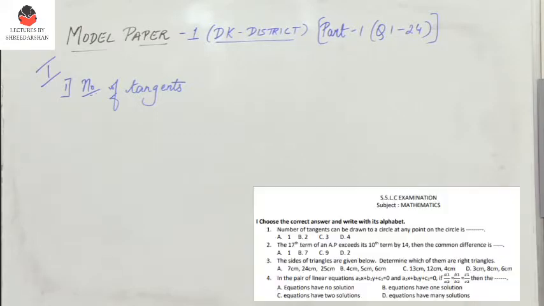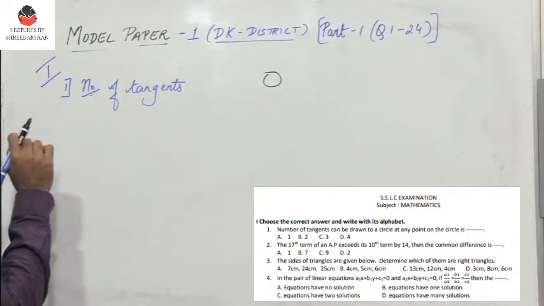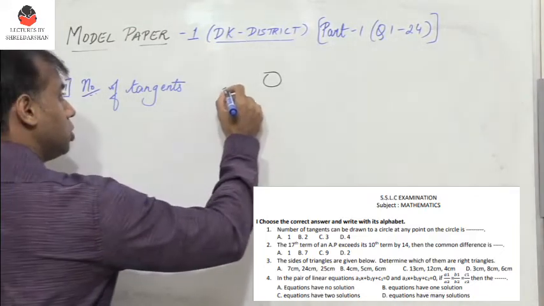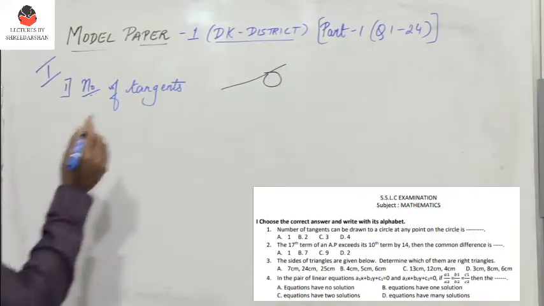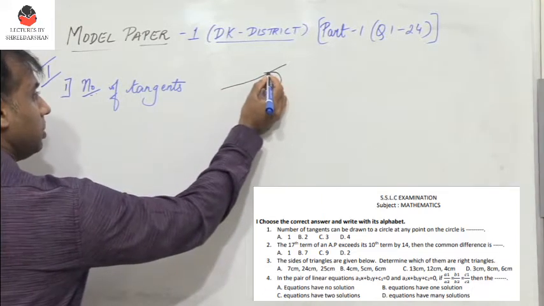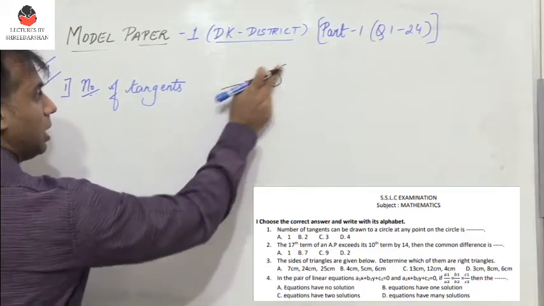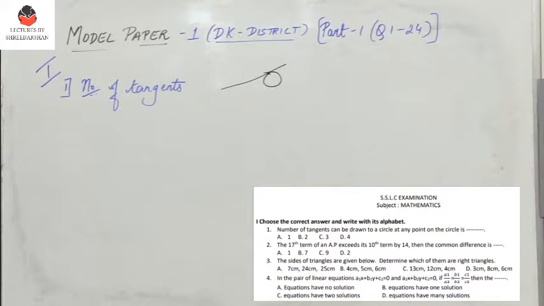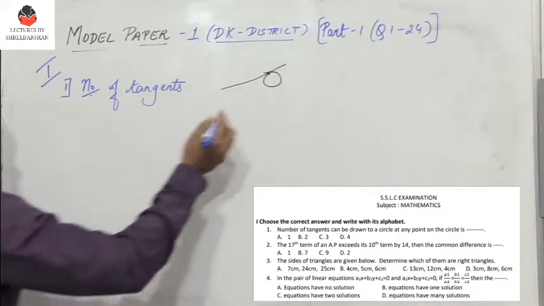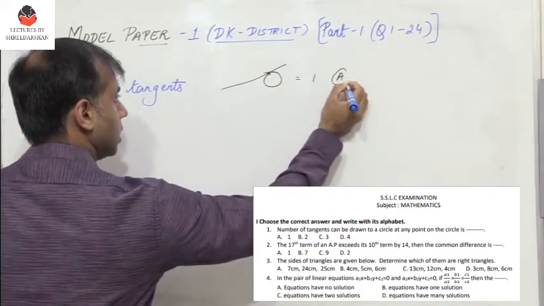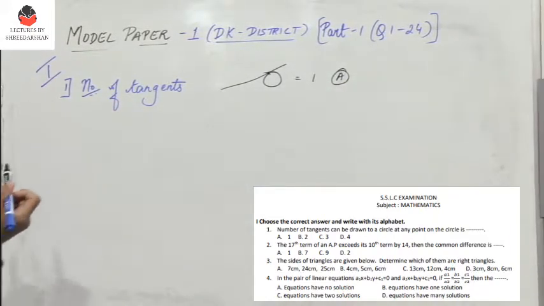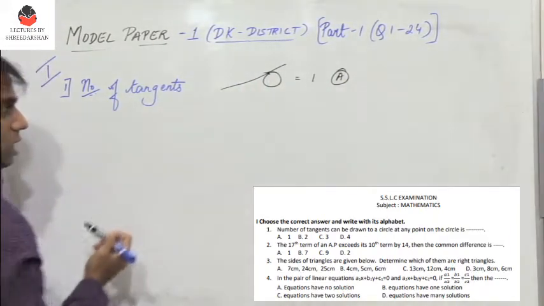Now what is the first question? The number of tangents which can be drawn to a circle at any point on the circle is. So there is a circle. Let me consider one point of the circle. How many tangents can be drawn at a given point? It is definitely 1. So the answer is 1 and the option is A. At a given point only one tangent can be drawn.